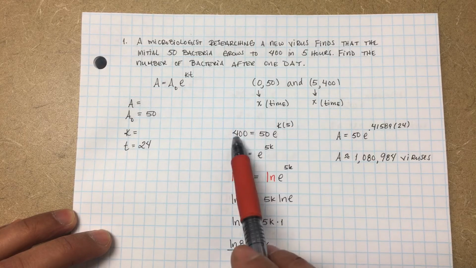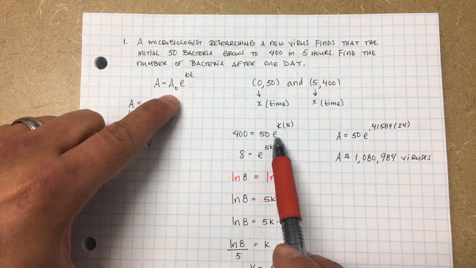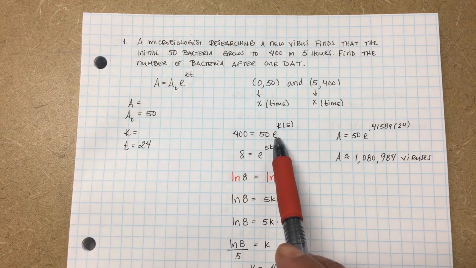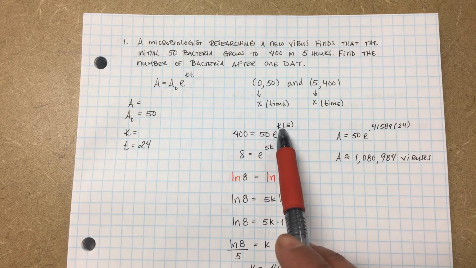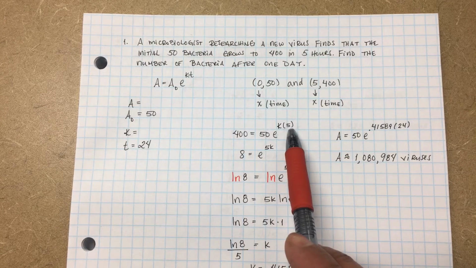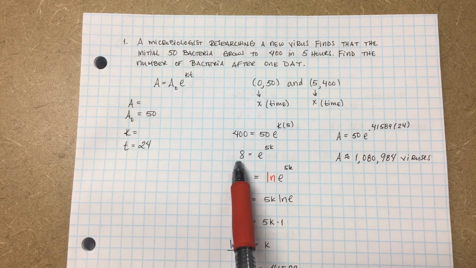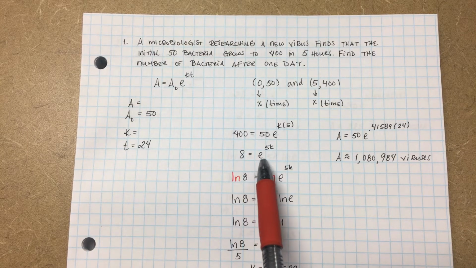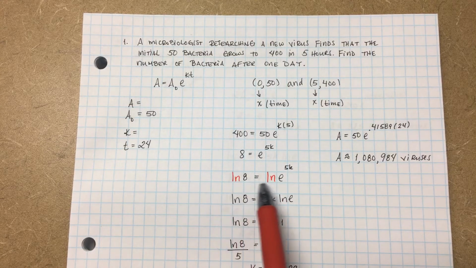So we know that we have 400 bacteria. We start off with 50. e is just our base. k is what we're trying to find out in 5 hours. So dividing by 50 on both sides, we get 8. Well, now we have this k in the exponent. How are we going to bring it down? We're going to use logarithms.